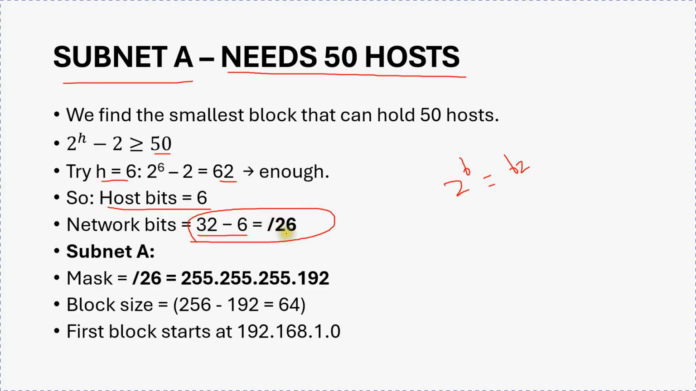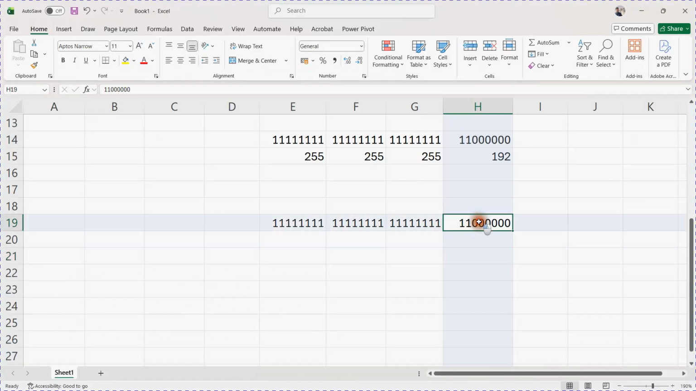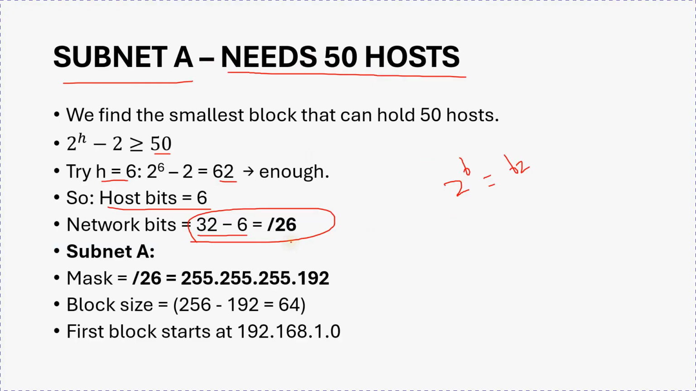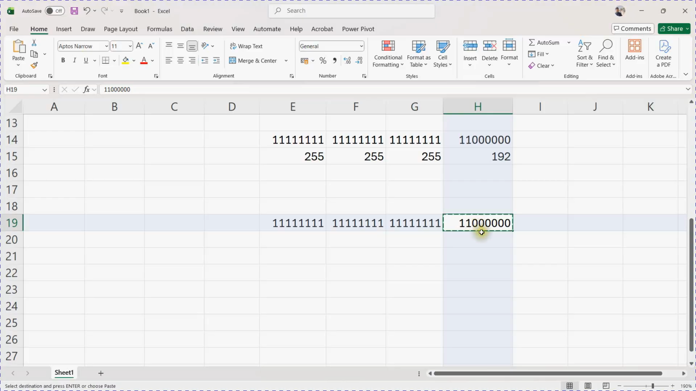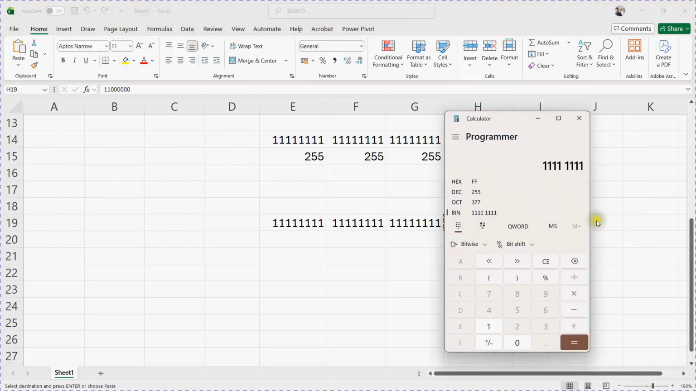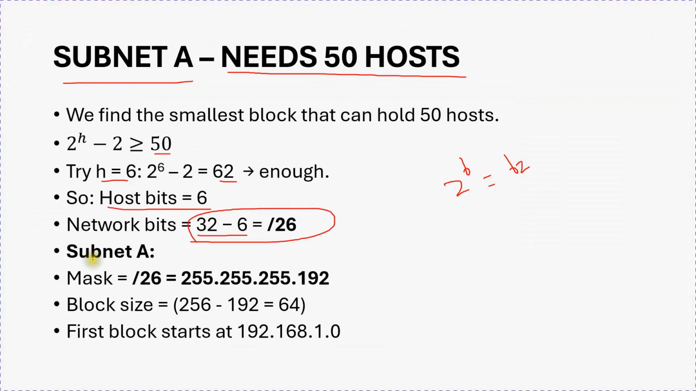So it gives you the number 26. What is this? This is /26. How do you know this is /26? 32 minus 6 is /26. So here you implement it, and the number is 192. How many block sizes? 256 minus 192 is 64, but minus 2, so 62 hosts you can connect to this network.